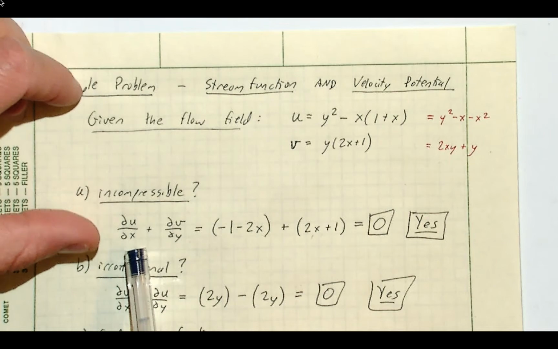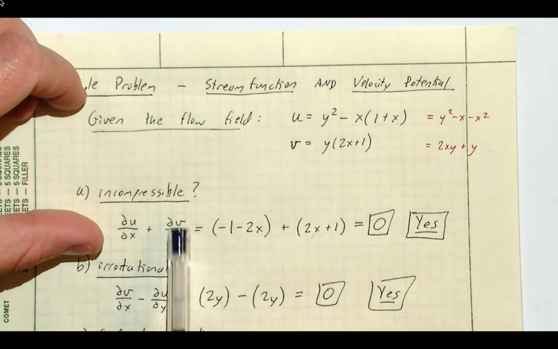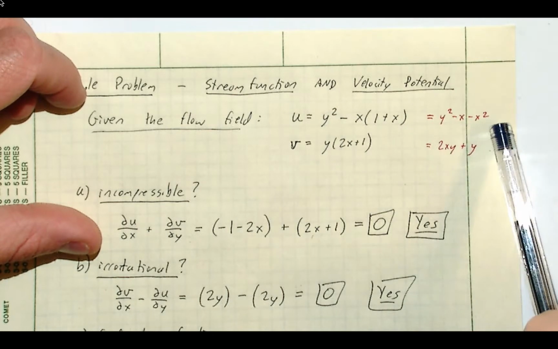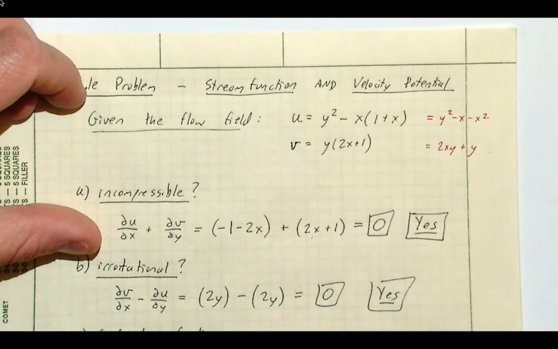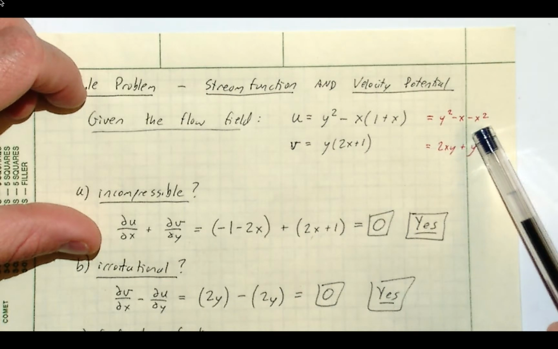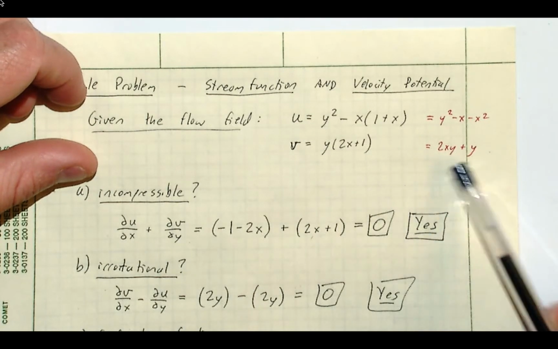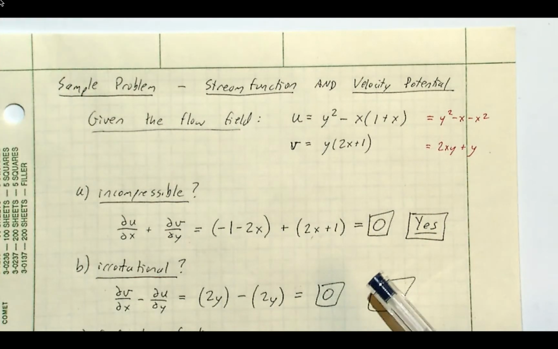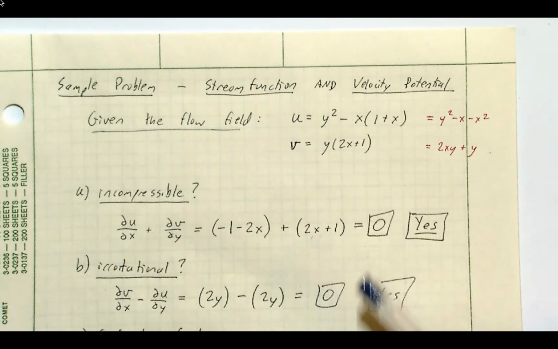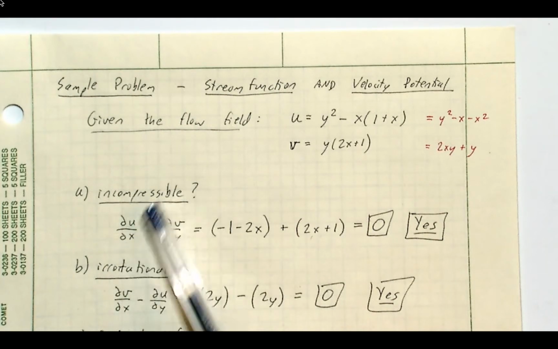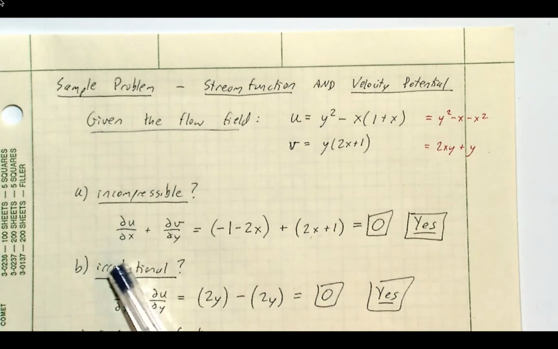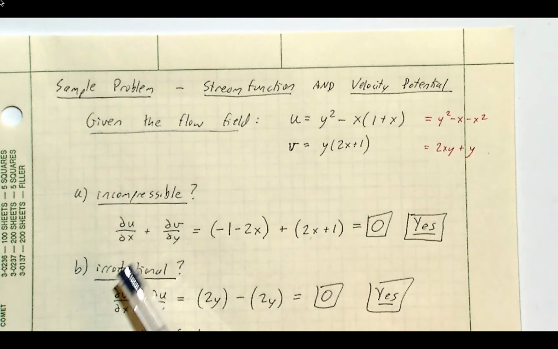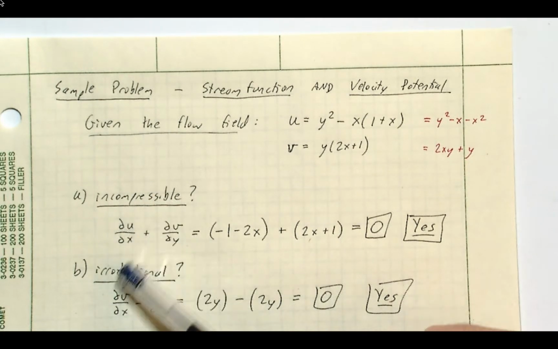All right, so incompressible, we take the divergence of velocity, which is du dx plus dv dy in 2D. Du dx, look at the expanded version. Well, the y squared drops out. We just get a -1 and a -2x. And then dv dy, look at the expanded version. We get a 2x plus 1. Okay, well, all the terms cancel each other, right? So it's not that both du dx and dv dy are 0, but they're equivalent, I guess, but in negative.